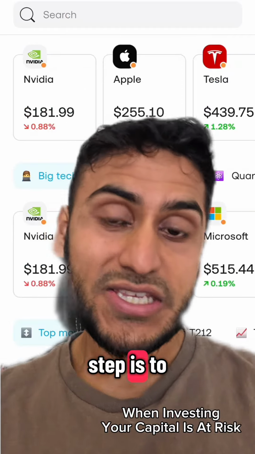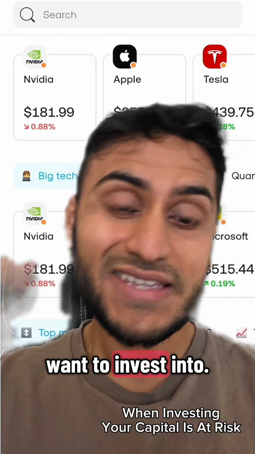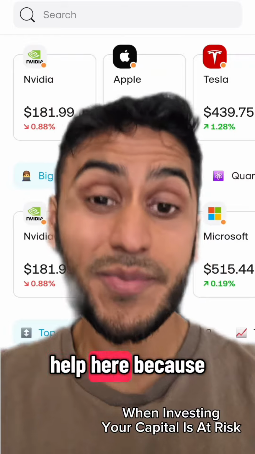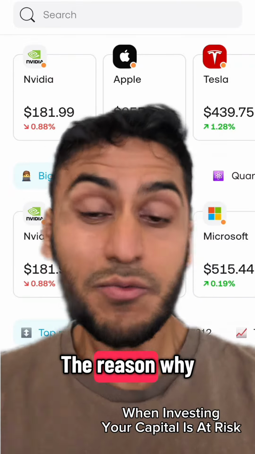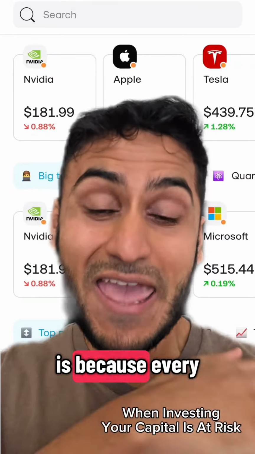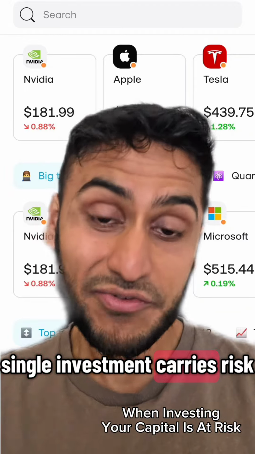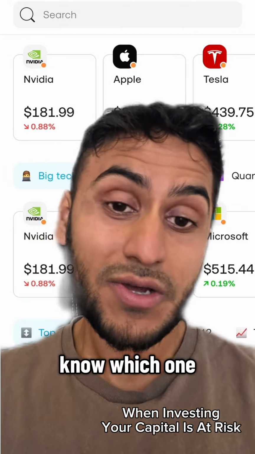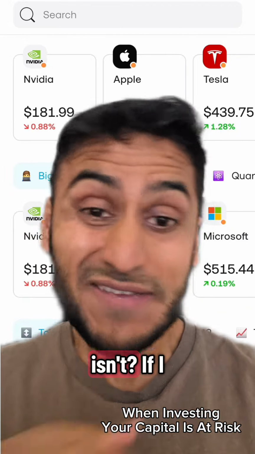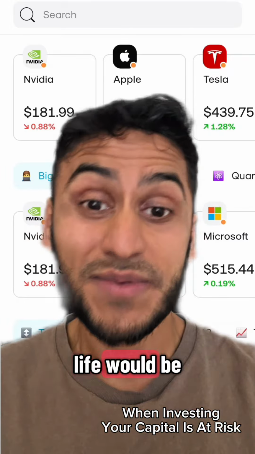So the next step is to choose what you want to invest into. I can't actually help here because that will be financial advice. The reason why I won't help you here is because every single investment carries risk and I don't know which one is going to do well and which one isn't. If I did know, then life would be easy for me.